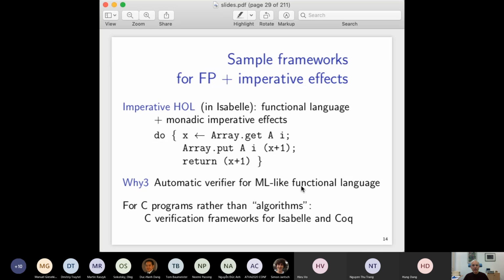There are other examples. If you're more into actual C programs rather than abstract algorithms, then you might want to look at C verification frameworks for Isabelle and Coq. Those exist, but none of the algorithms that we will discuss in this survey have been verified with these frameworks, because these frameworks are really quite heavyweight because you're doing it in C, and there comes a lot of additional pain from doing things at the C level.